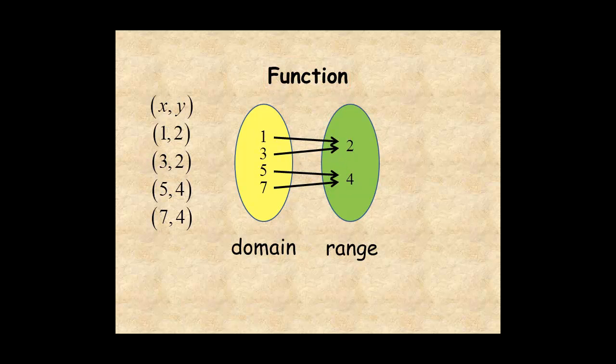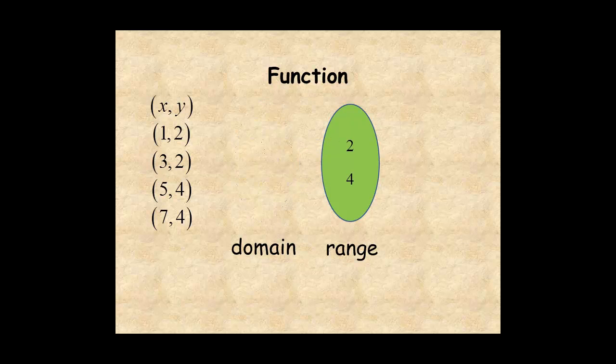This relation is also a function, but it can be a little confusing because two elements in the domain map to only one element in the range. It's still a function because 1 maps to only 2, and 3 maps to only 2. That they both map to the same element doesn't matter.